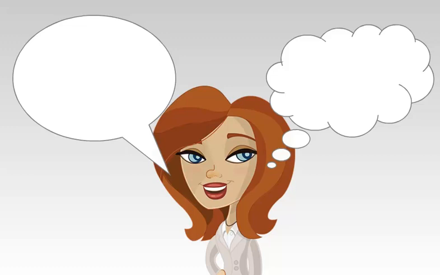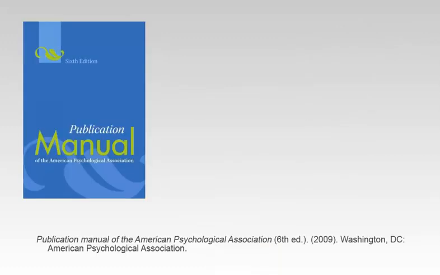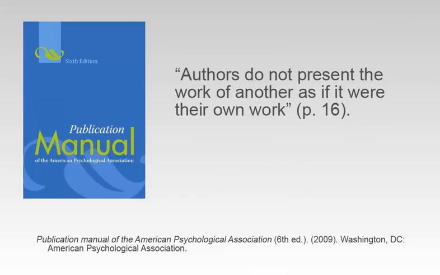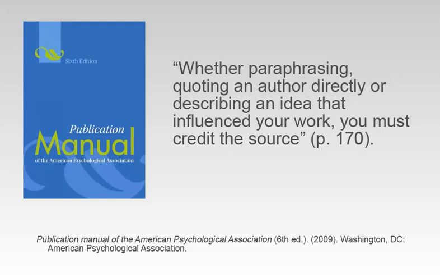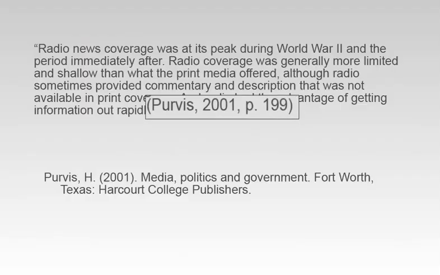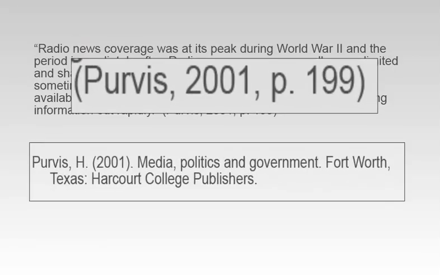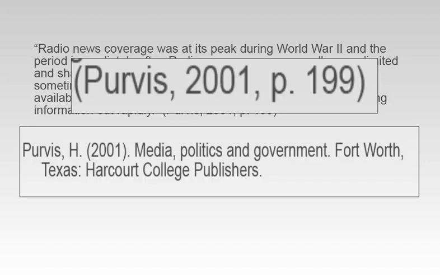the information was published. According to the APA manual, authors do not present the work of another as if it were their own work. And, whether paraphrasing, quoting an author directly, or describing an idea that influenced your work, you must credit the source. And don't forget, your in-text citation must correspond to a citation on your reference list.